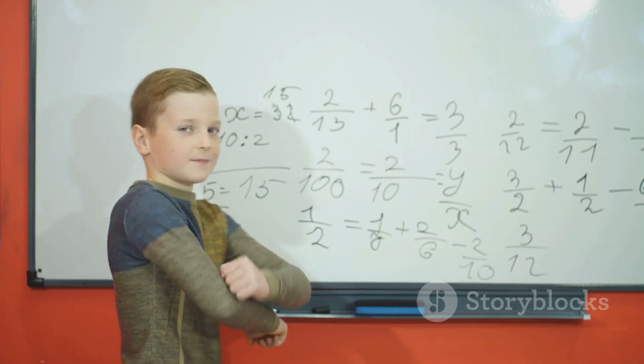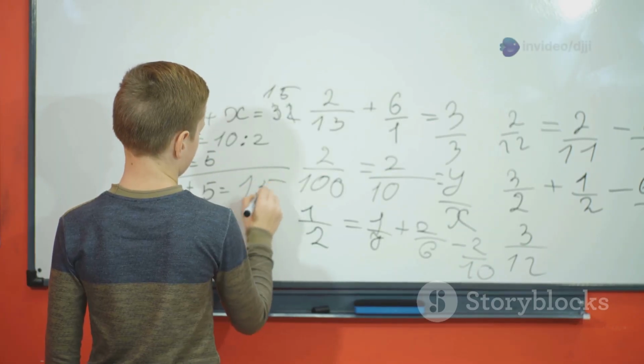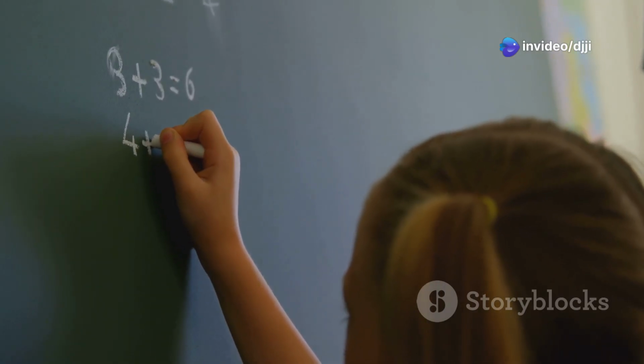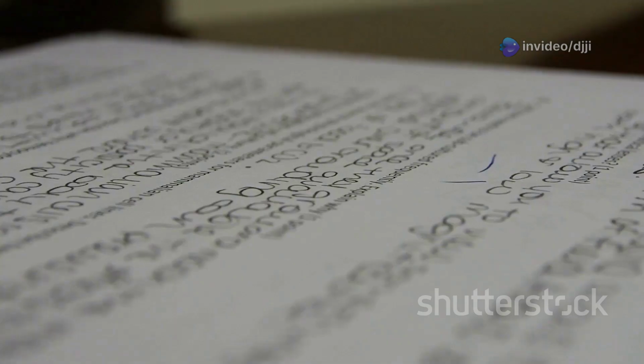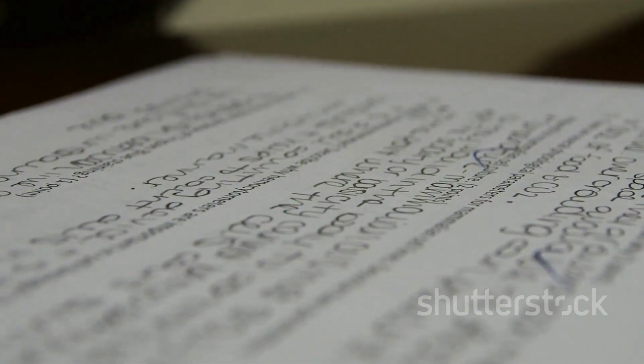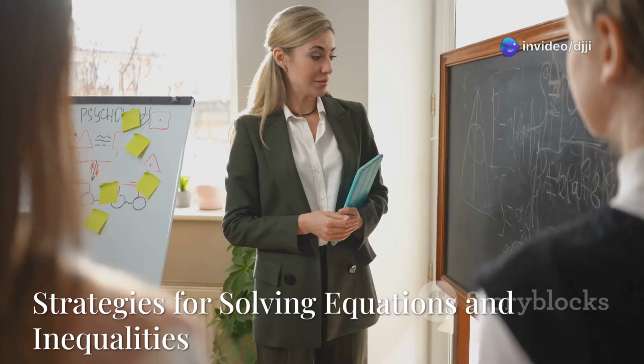To effectively solve problems involving equations and inequalities, a systematic approach is crucial. This involves simplifying each side, isolating the variable, and solving for the variable. Remember to check your solutions, especially when dealing with inequalities, where dividing by a negative number requires flipping the inequality sign.